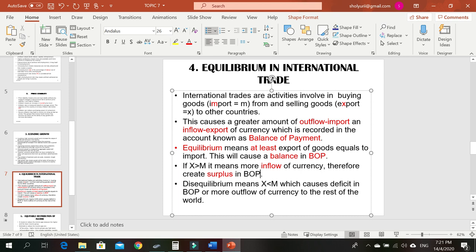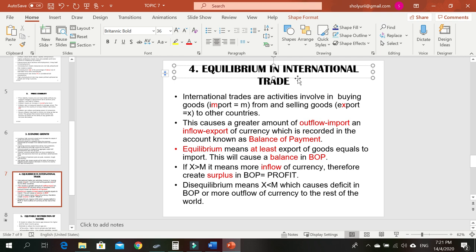Okay, this equilibrium sebab dia tak sama. Equilibrium kan bermaksud something yang sama. Kalau kita belajar equilibrium market tu, quantity demand sama dengan quantity supply. Kalau equilibrium in international trade bermaksud export X equals to M. Tu yang maksud equilibrium untuk international trade. Our export must equals to our import.